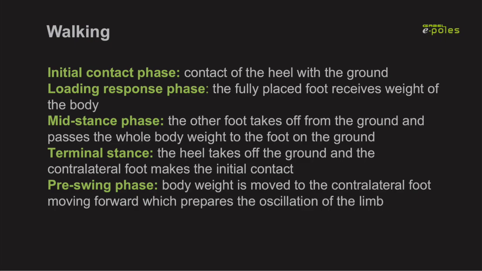Then we have an initial swing phase, when the foot takes off and the limb moves forward. After there is a mid-swing phase, responsible for limb advancement, and the terminal swing is the final stage of the gait cycle, when the knee stretches and the limbs prepare to hit the ground. So we have here the end of the cycle and the beginning of a new one.